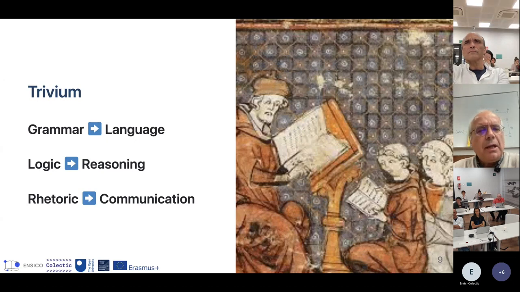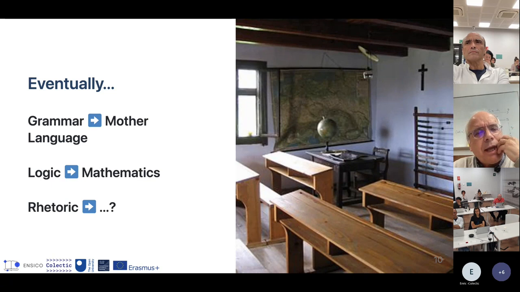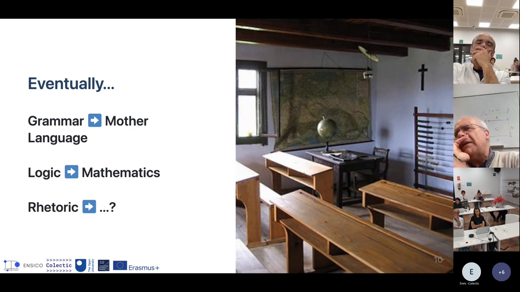And somehow this evolved. Basically, grammar led to the study of the mother language, and also foreign languages, of course. Logic, together with some bits of the quadrivium, led to the study of mathematics. And in a sense, rhetoric lost its way. It became part of the mother language course, but it's not a specific topic. In the old times it was, because, for instance, it was very important for people who wanted to be politicians, or who wanted to follow a religious path, to be able to express their thoughts in a convincing way.